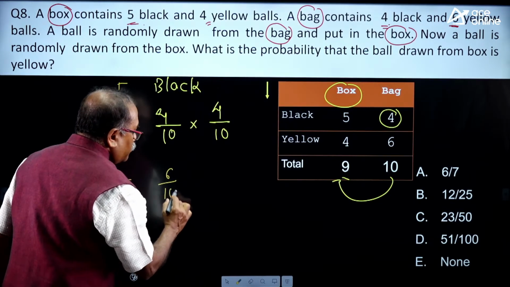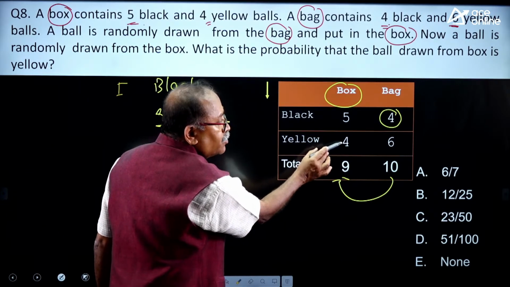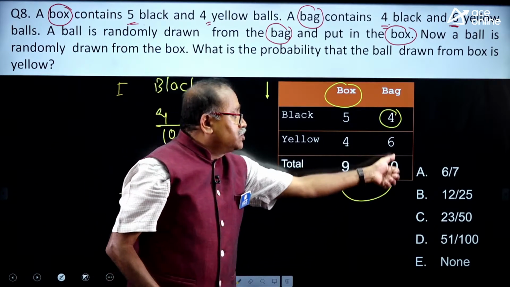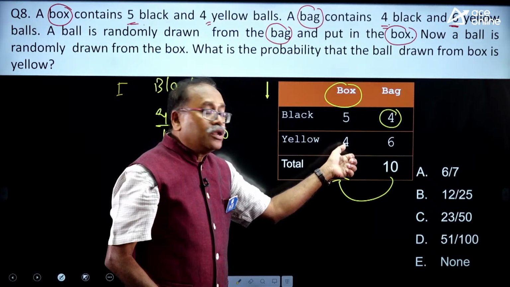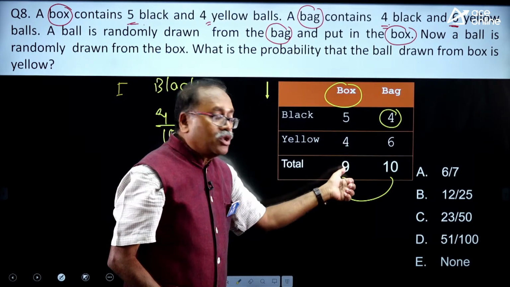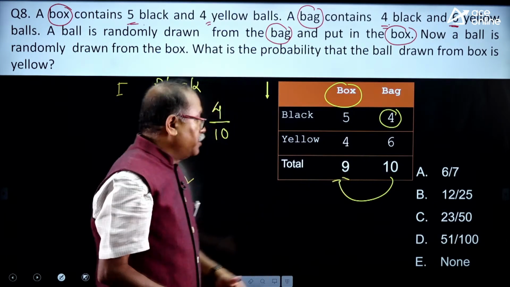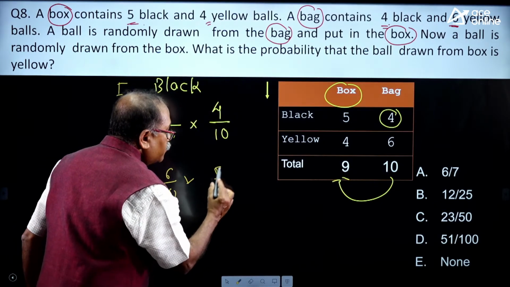6 by 10 into... Now here we have how many yellow? 1 yellow is drawn from here. Now the number of yellow balls will be 5, and the total number of balls will be 10. The probability is 5 by 10. So here it is 5 by 10.